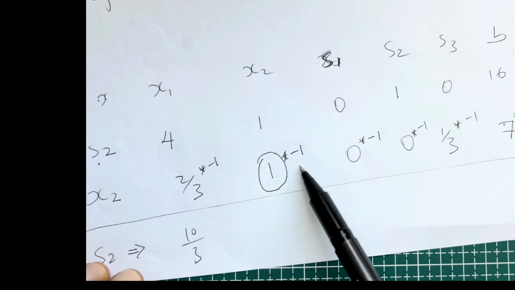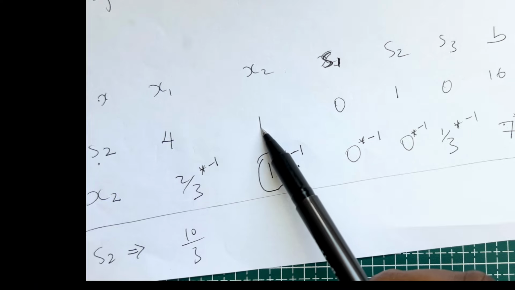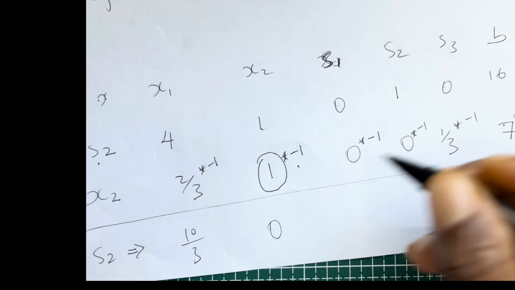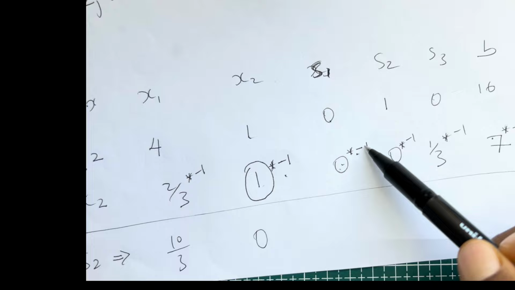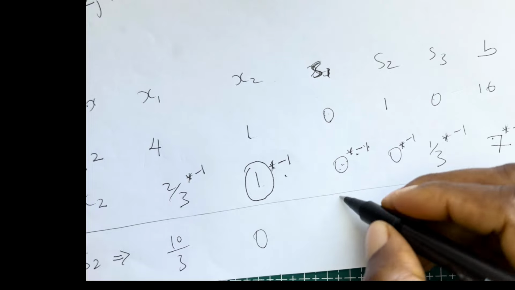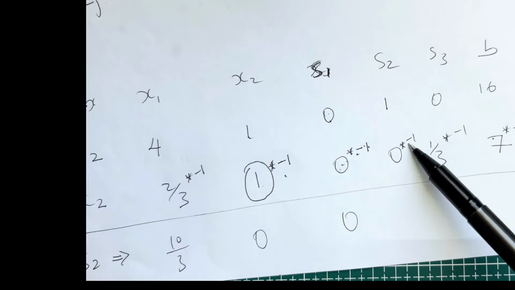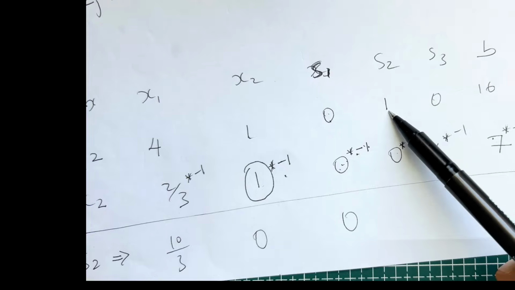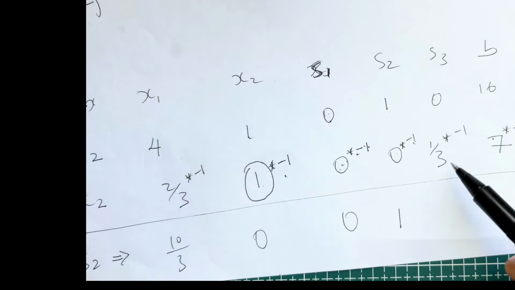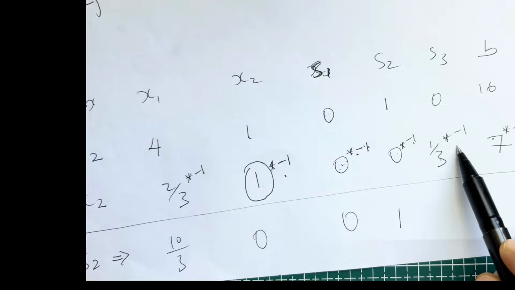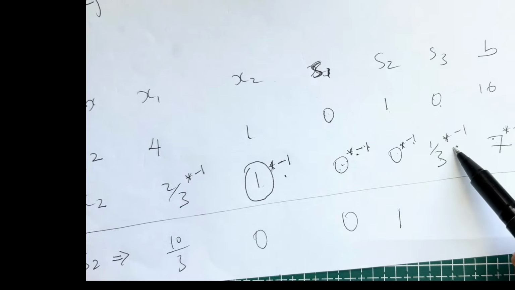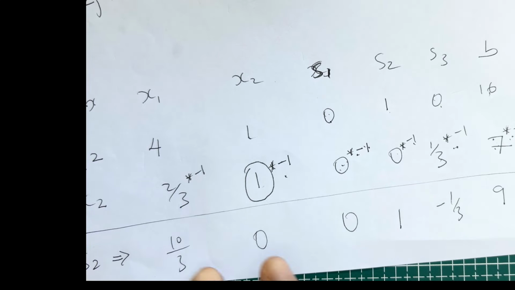We have here 1 times minus 1, which will give us minus 1. Minus 1 plus 1, which will give us 0. For here, we have 0 times minus 1, which will give us 0. 0 plus 0, we have 0. For these, we have 0 times minus 1, which is 0. 0 plus 1, we have 1. For this, we have 1 over 3 times minus 1, which will give us minus 1 over 3. So 0 minus 1 over 3 gives us minus 1 over 3. For this, 7 times minus 1, which will give us minus 7. Minus 7 plus 16, which will give us 9. We have 9 here. So this is the value for S2, our new table.